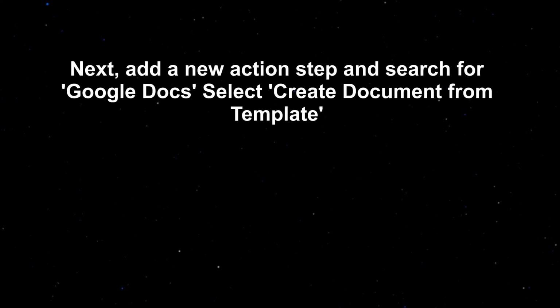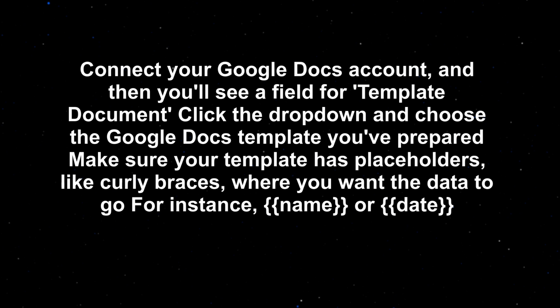Next, add a new action step and search for Google Docs. Select Create Document from Template. Connect your Google Docs account, and then you'll see a field for template document. Click the drop-down and choose the Google Docs template you prepared.